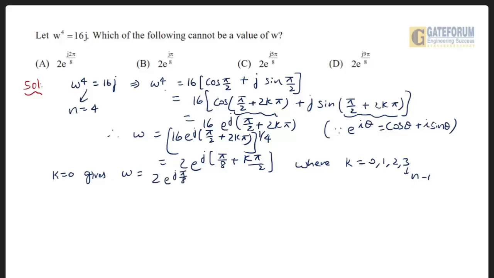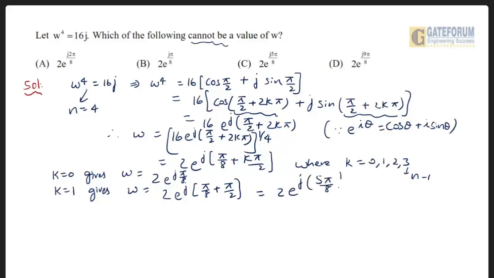e power j pi by 8. Yes, this is already there in the options. Now k is equal to 1 gives, putting k is equal to 1, pi by 8 plus pi by 2. 2 into e power j into (pi by 8 plus pi by 2). Pi by 2 can be written as 4 pi by 8, or you can take LCM. So this simplifies to 2 into e to the power j 5 pi by 8. Okay, so this is also there in the options.